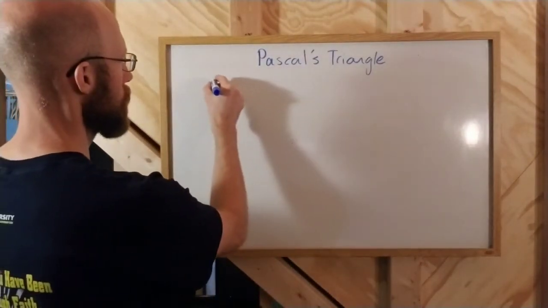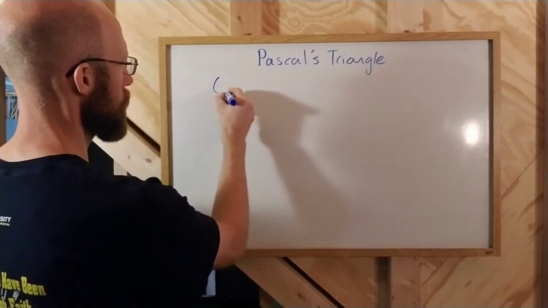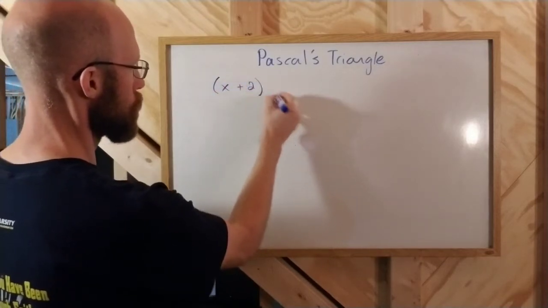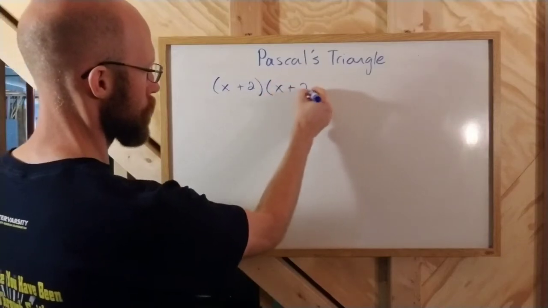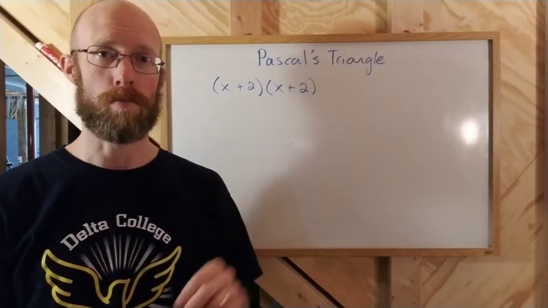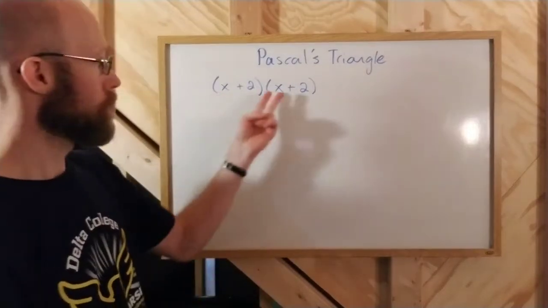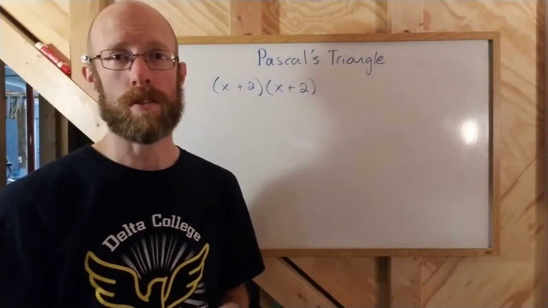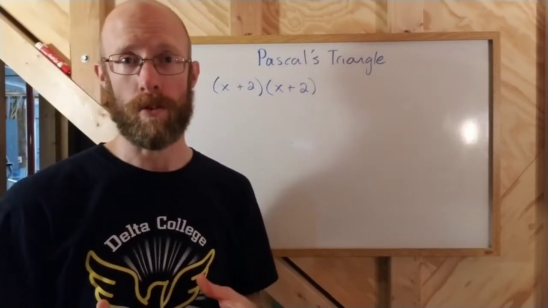If you take, and some of you may have seen this before, x plus 2 times x plus 2, just two binomials. Binomial is two terms, right? Bi means two. Two terms, and you multiply them together. Some of you have seen this. You've probably heard the FOIL method before.